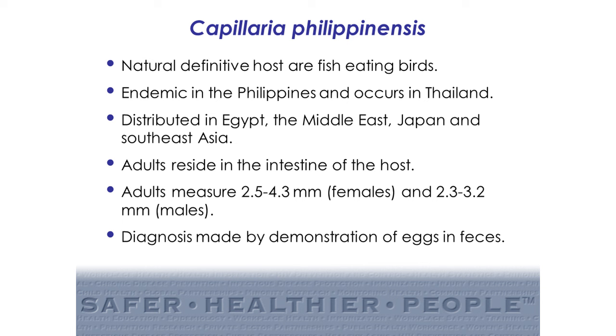Diagnosis is made by demonstration of eggs in feces. Unfortunately, I do not have a slide of Capillaria eggs, but they look very much like Trichuris eggs, except they are broader and have striations and may have very inconspicuous plugs at the end. But for those who are inexperienced, they might at first look appear to be whipworm eggs.